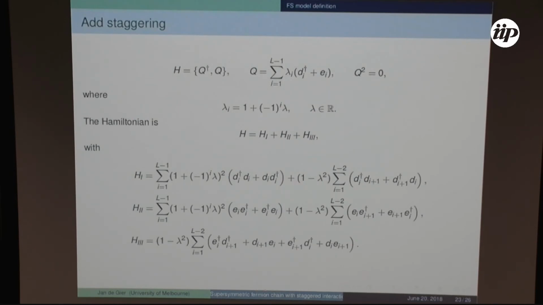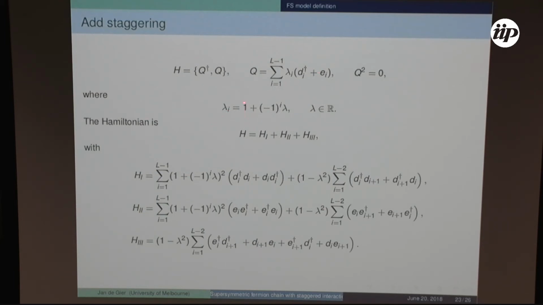And so this was a suggestion by Carl-Jan that we should maybe look at a staggered interaction between the sites. So we introduced this inhomogeneous parameter, lambda_i, where it is 1 minus lambda if i is odd, and 1 plus lambda if i is even. So we have a staggered interaction along the domain wall chain.